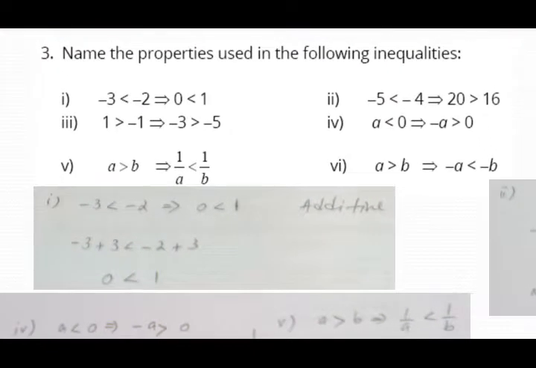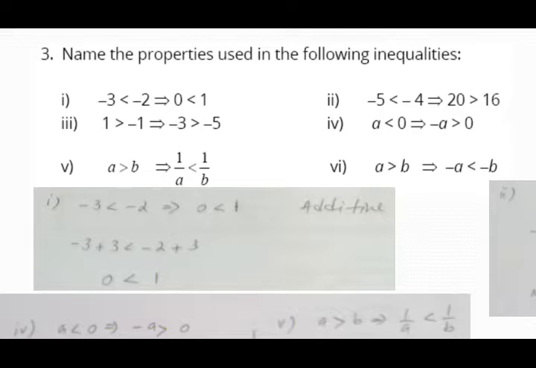In the next question, properties of inequalities. In the first part, -3 is less than -2 implies 0 less than 1. We convert -3 less than -2 to 0 less than 1. How is it possible? If we add 3 to both sides, -3 plus 3 is 0 and -2 plus 3 is 1. We use the additive property. We mention the name of the property.